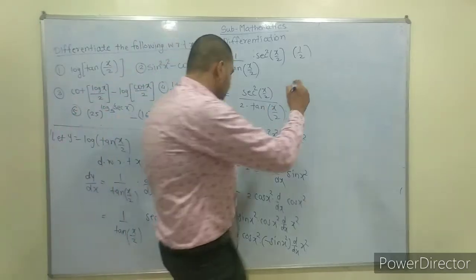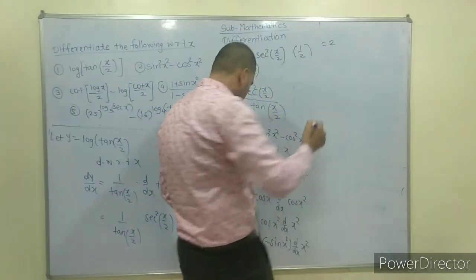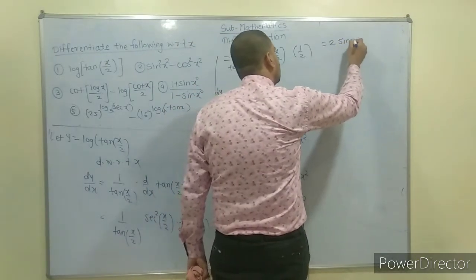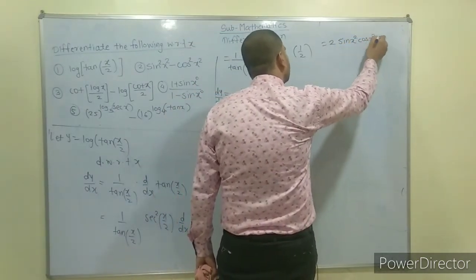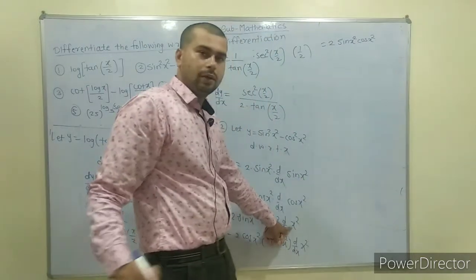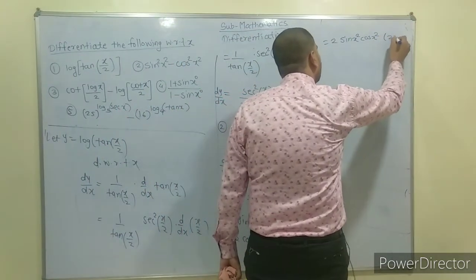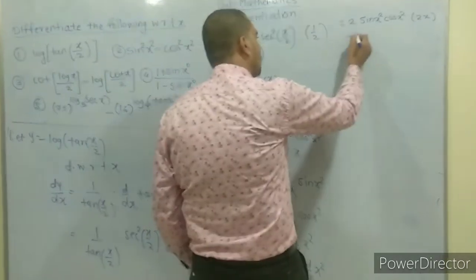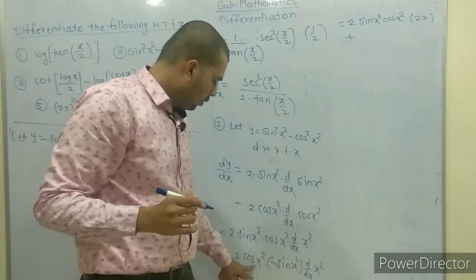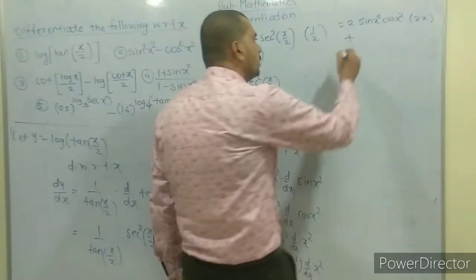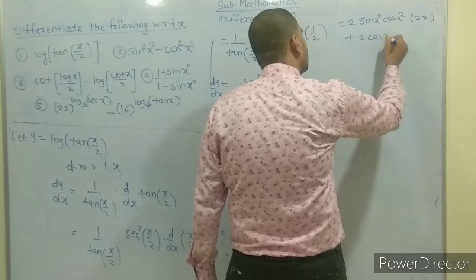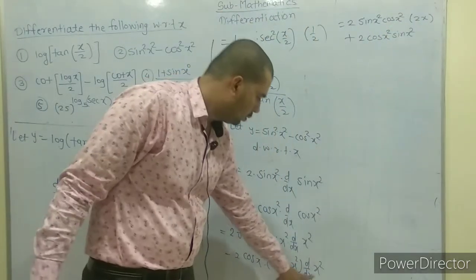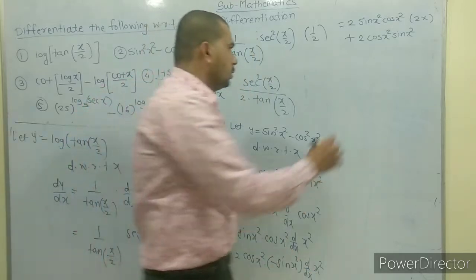So our answer becomes 2 times sine x square cos x square into dy dx of x square, which is 2x. Then this minus into minus plus 2 times cos x square sin x square into dy dx of here also dy dx of x square is 2x.